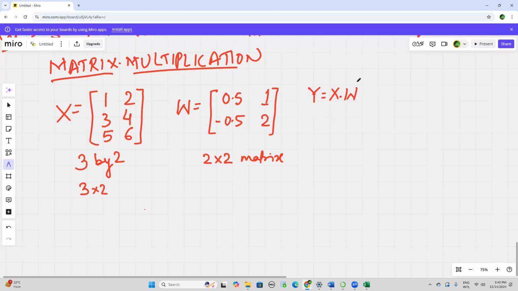Okay. See, if I have to multiply X with W, so in matrix X, we have 1, 2, 3, 4, 5, 6, right? And in matrix W, what I have? 0.5, 1, minus 0.5, and 2. Now we have to multiply these two matrices. Now the question is, what is the meaning of matrix multiplication? How to do this?